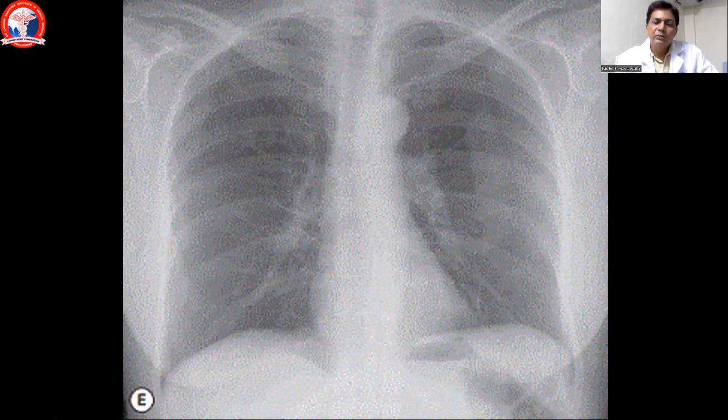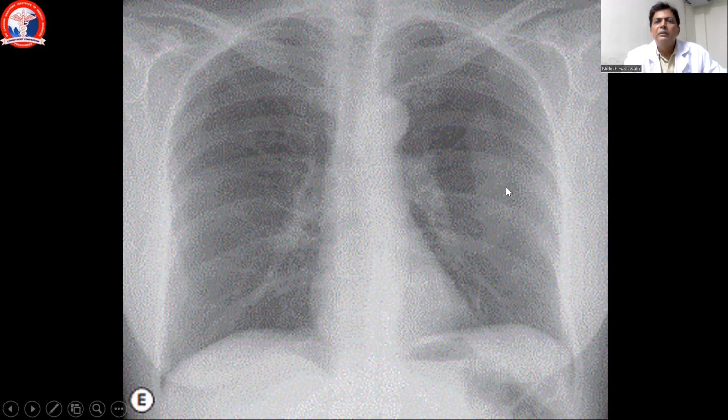Now we are seeing other conditions of pleura. We have seen effusion, then empyema, then pneumothorax, then hydropneumothorax. Now we are seeing other conditions of pleura. Here we get to see a fairly defined elongated opacity starting from the lower thorax and covering the mid-lower thorax. So this is a pleural plaque.